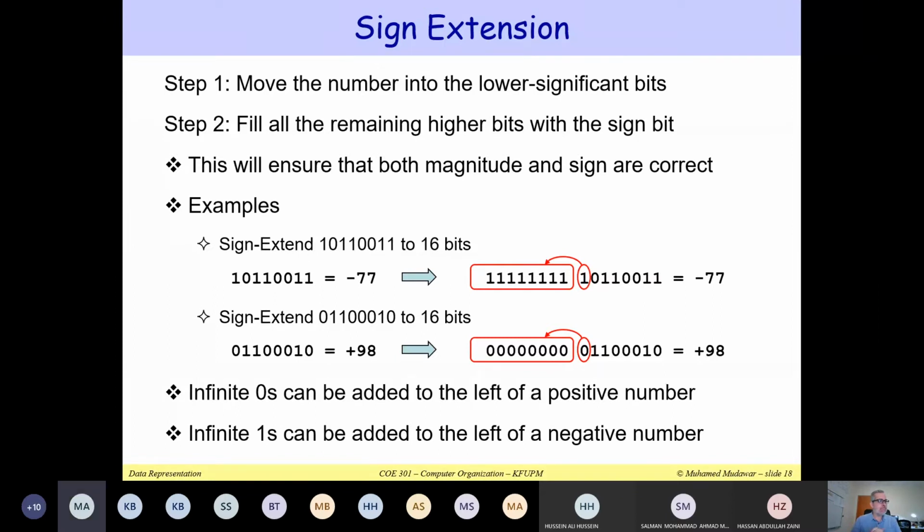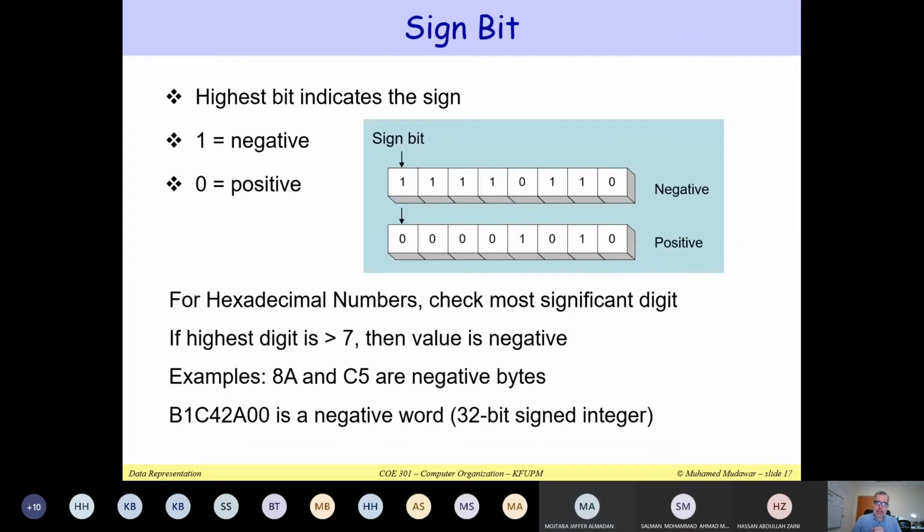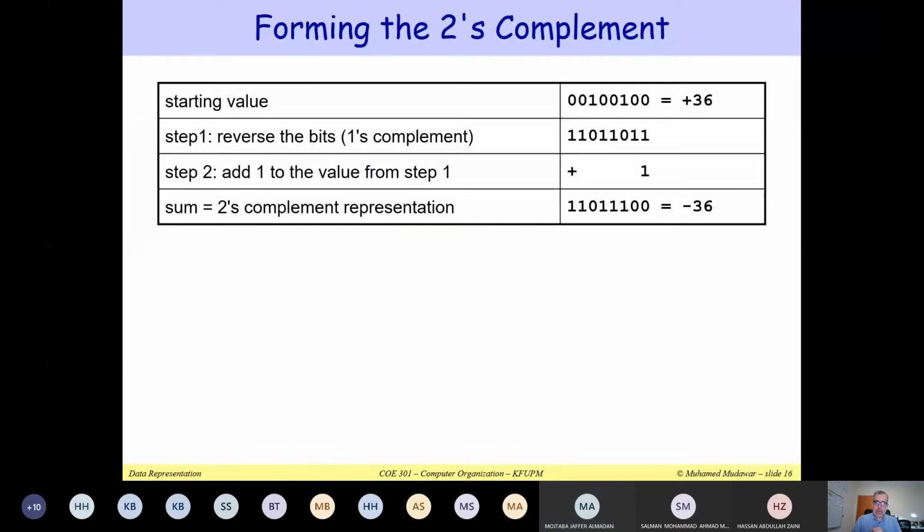Doctor, just to refresh, how did we represent the positive in 2's complement representation? Okay, so in the case of the 2's complement representation, maybe I need to talk about it here.